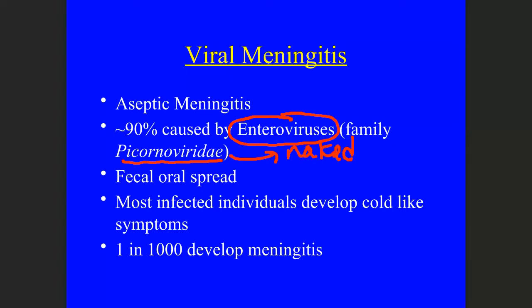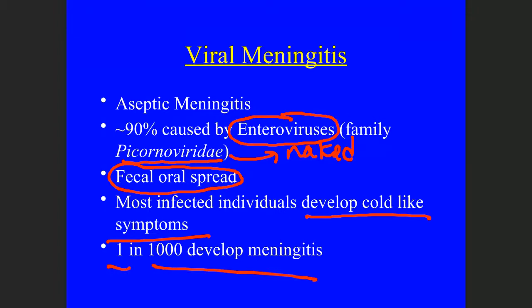The primary way that the enterovirus is spread is through a fecal oral route. Now, when you hear the phrase fecal oral route of spread, that means that the person has to eat or drink fecally contaminated food or water. Okay, it's not like they literally have to eat feces. Now, most people that become infected with this virus will either have no symptoms or develop some very mild cold or flu-like symptoms. It really only causes meningitis in about 1 to 1,000 people that get infected. So it can happen, but it's really rare.